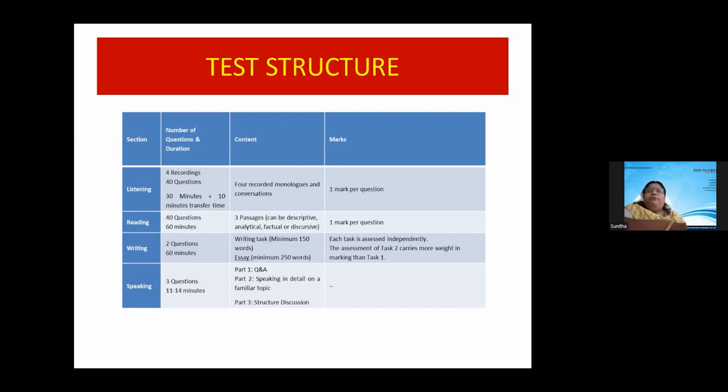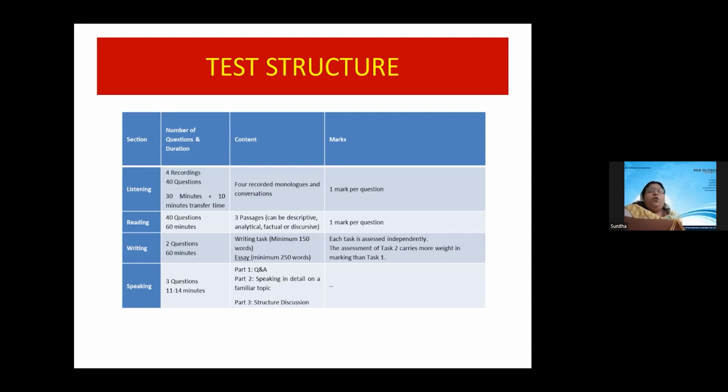And in reading, there are 40 questions. You have 3 passages, which can be descriptive, analytical, factual, or discursive passages. Again, 40 questions and 1 mark per question. In writing, you have 2 tasks, task 1 and task 2. Task 1 requires a minimum of 150 words and task 2 a minimum of 250 words. Task 2 carries more weightage than task 1: task 1 carries only 30% of the marks, and 70% is for task 2.